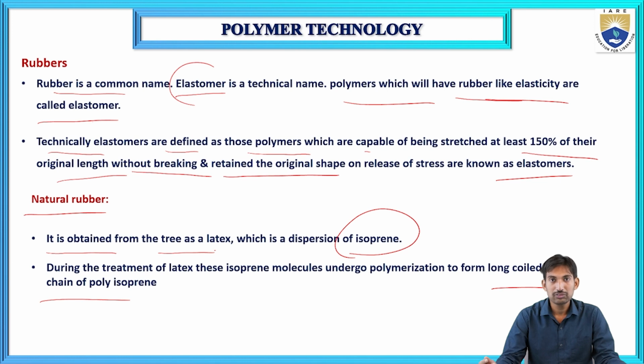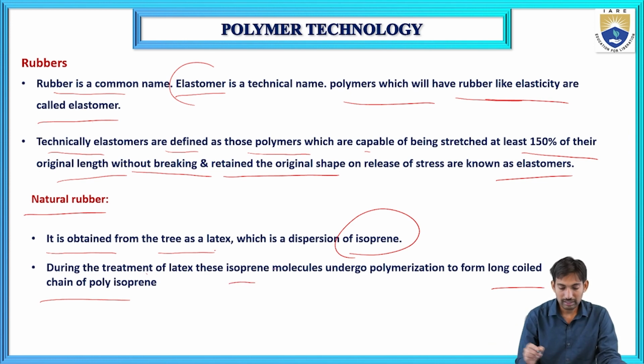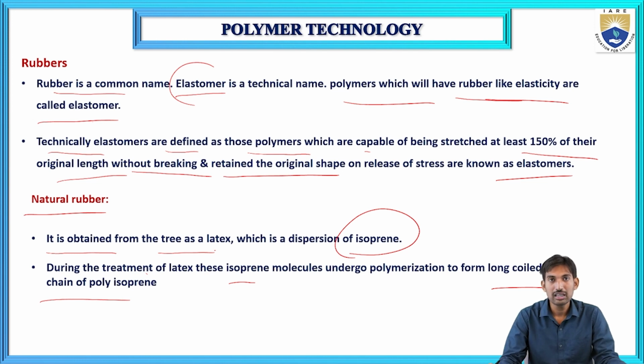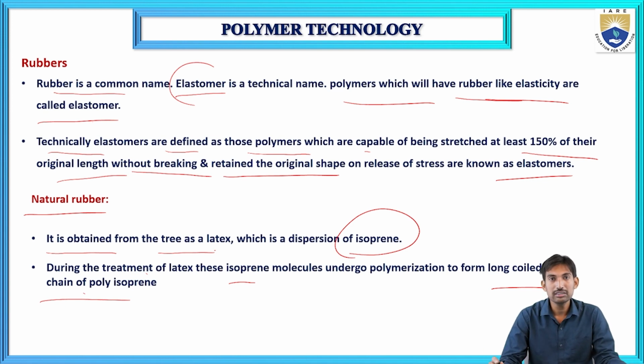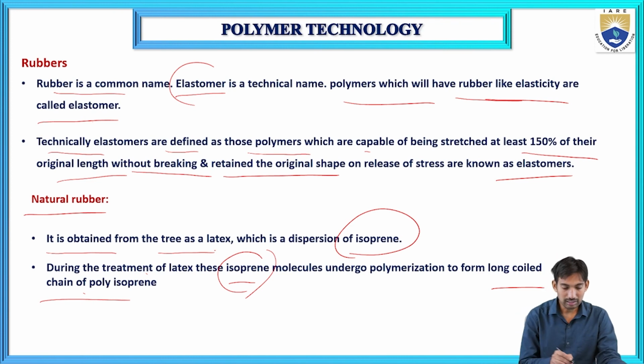First we have to collect latex from the tree, then we have to do treatment. Then the isoprene molecules in the latex will undergo polymerization and form long coiled chains of polyisoprene, which is called natural rubber. How can we prepare natural rubber? First collect latex from the tree, then treat the latex. The isoprene molecules present in the latex undergo polymerization and form a long coiled chain, that is called polyisoprene or natural rubber.